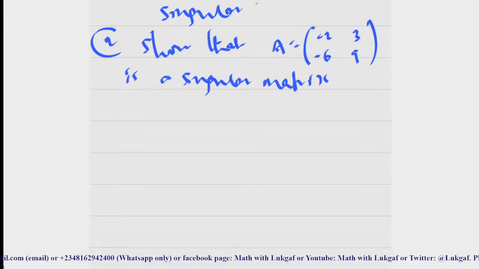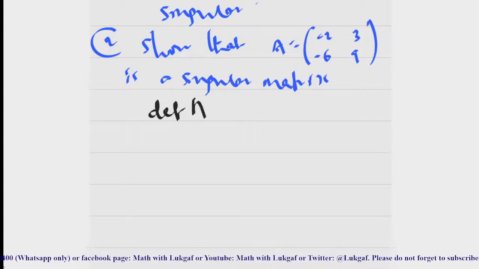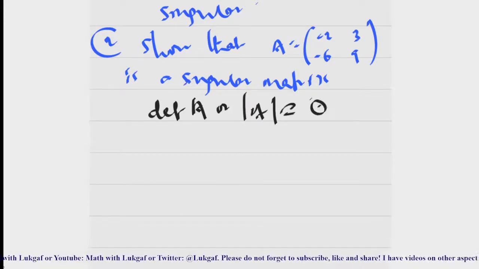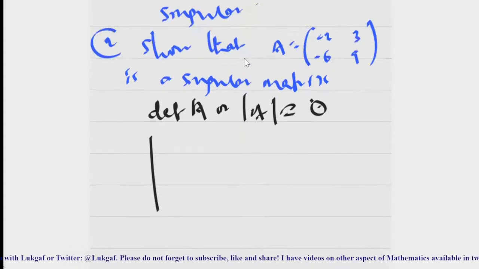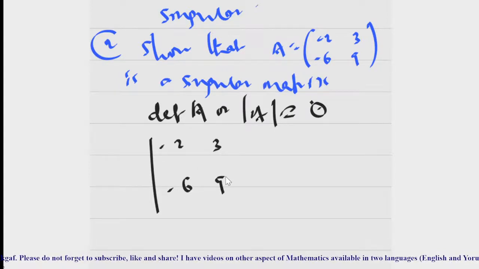So that is when you find the determinant of A solution. If our determinant of A is equal to 0, then we can conclude adequately that A is a singular matrix. Okay, let us try that. So determinant of A, what is my A? I have minus 2, 3, minus 6, 9.